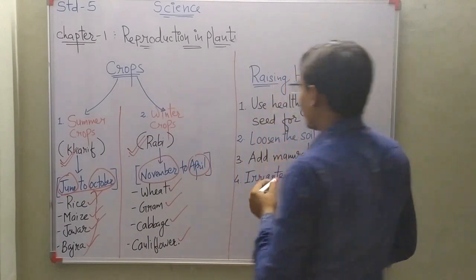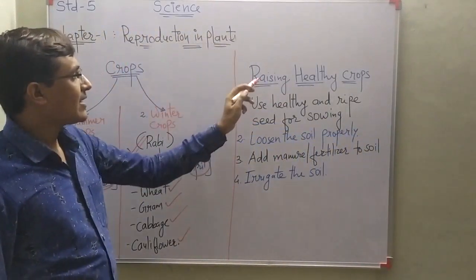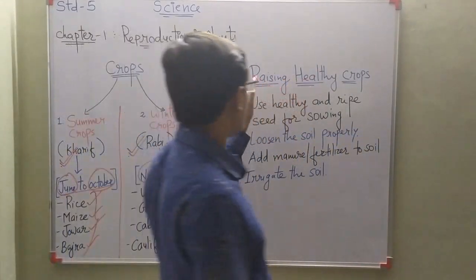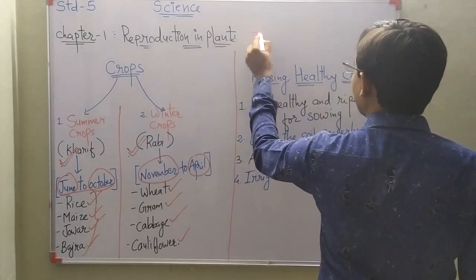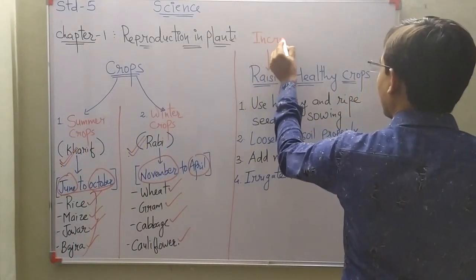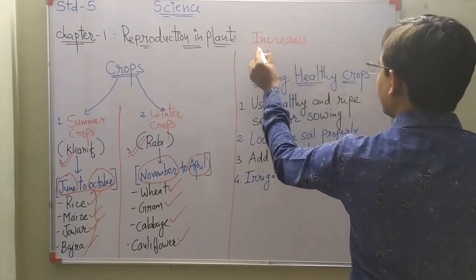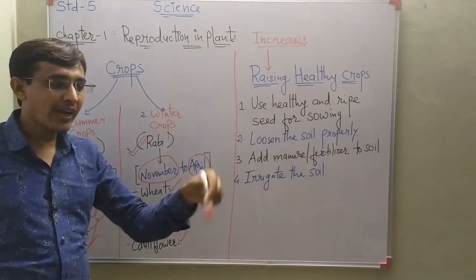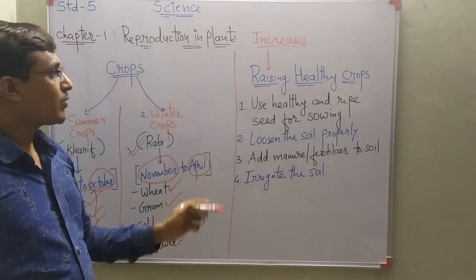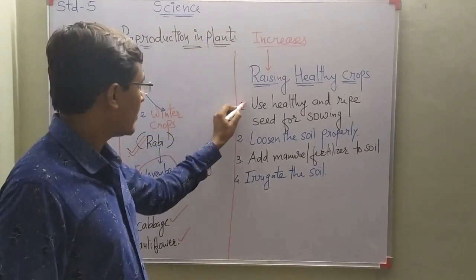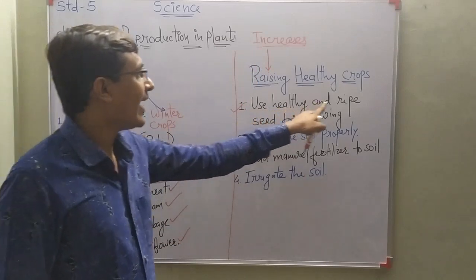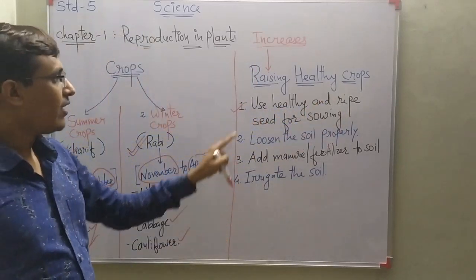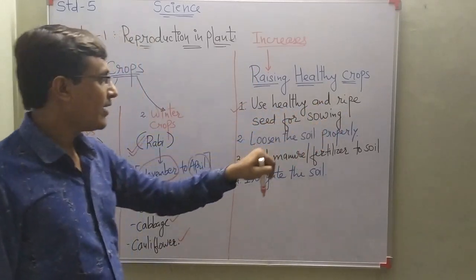Now the last topic of this chapter is raising healthy crops. Raising means increasing. આપણે કેવી રીતે healthy crops છે વધારી શકીએ? How can we increase the healthy crops? The first point is selection of a healthy and ripe seed for sowing in the soil.